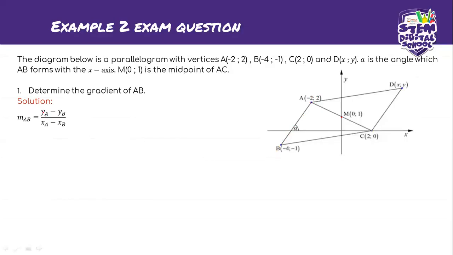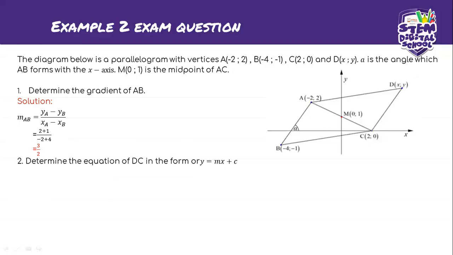Remember, if you have started with YA, you must also start with XA here, right? And the next step, we then put our values and you just press your calculator, then you'll have your gradient as 3/2. That is the gradient of that particular line, right?